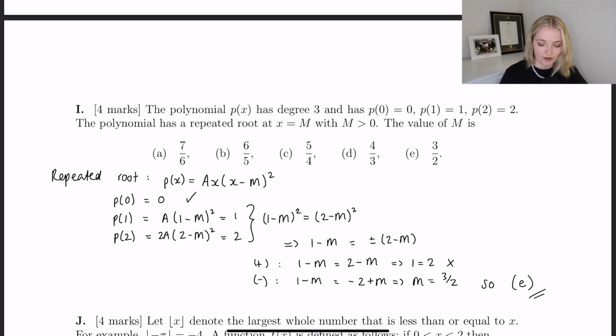Because the first case, when we have the plus, we find that 1 equals 2, which obviously doesn't hold. That would be interesting in mathematics if it did. And then when we take the minus value, we end up with m equals 3 over 2. And so we find that the answer is E. Amazing. Okay, so that's it for the first question.